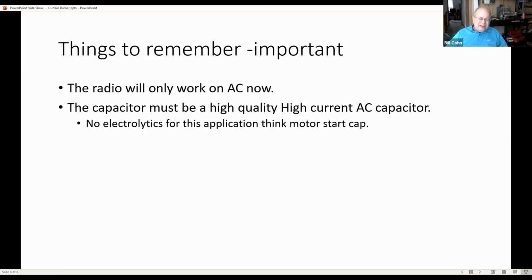Motor start capacitors don't typically short. They tend to actually kind of just go away after a while. Electrolytics short, but most high quality AC caps generally are pretty reliable capacitors. And I think that's probably the right way to do this. And that's all my spiel on this. Hopefully that got some information out. Any questions?